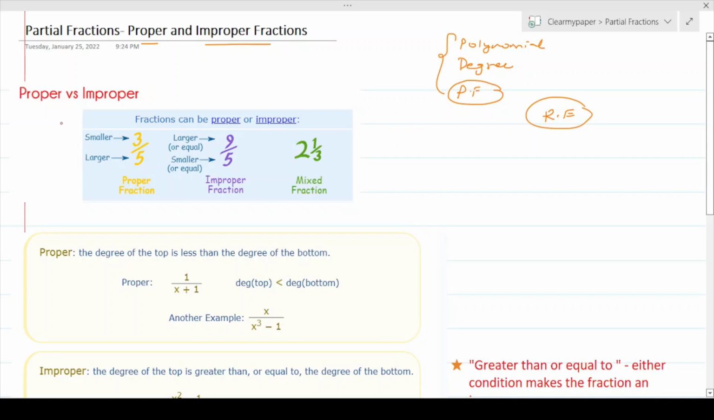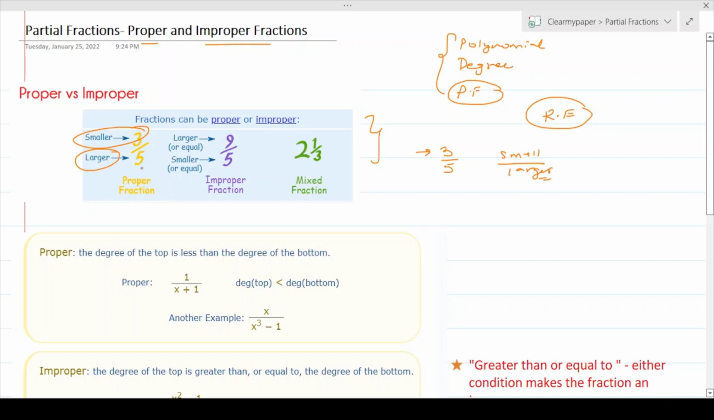In the simple world of numbers, forget the polynomials for a minute. Let's say we have fractions in the typical number system. Let's say we have 3 by 5. We know that the numerator is a smaller number and the denominator is a larger number. So whenever we have a smaller number upon a larger number, we call those fractions proper fractions.